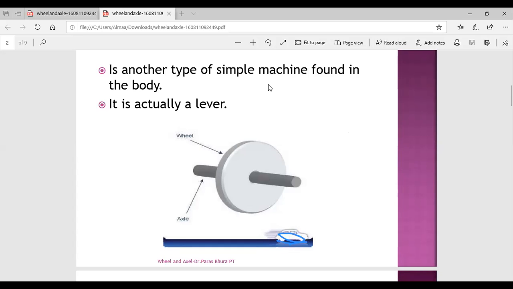I'm going to show you now a video that will explain the idea of wheels. I hope you will understand more from this video.